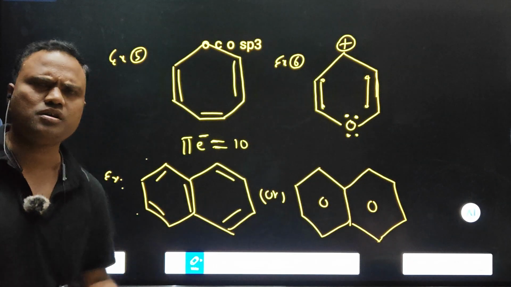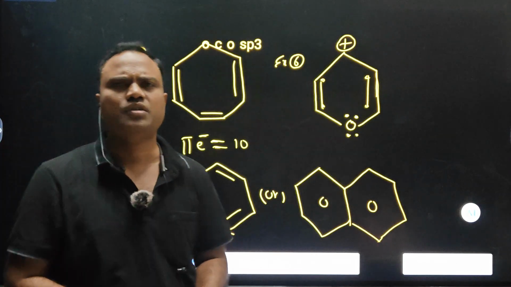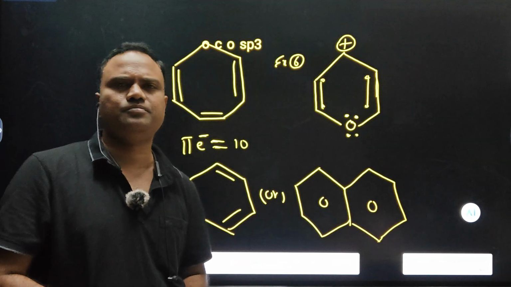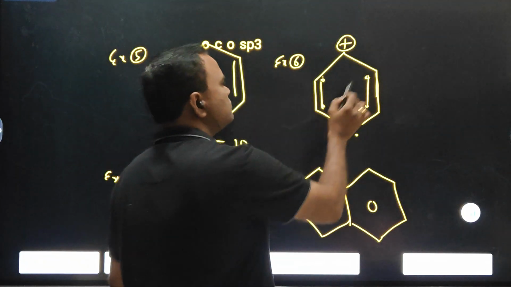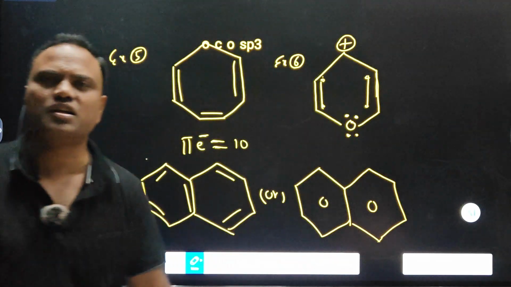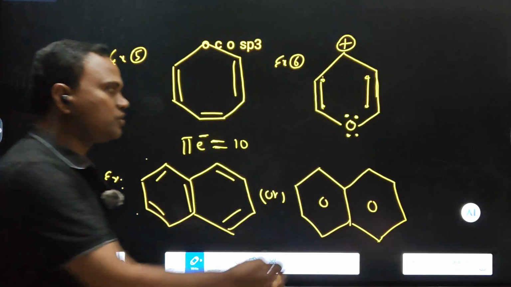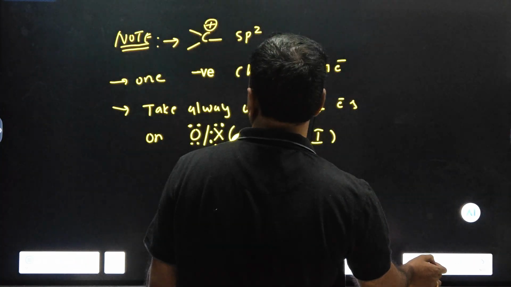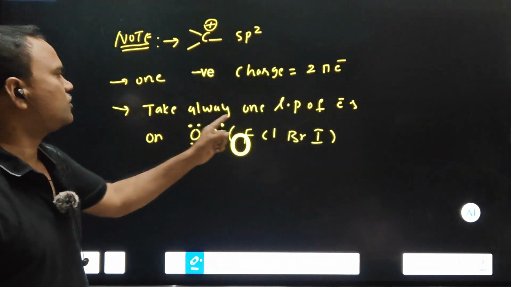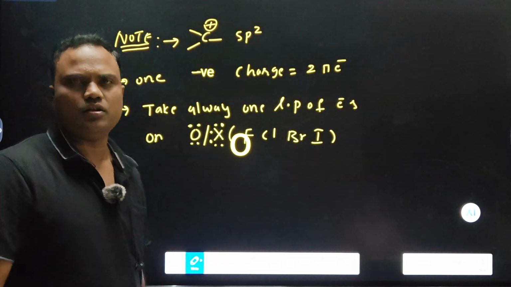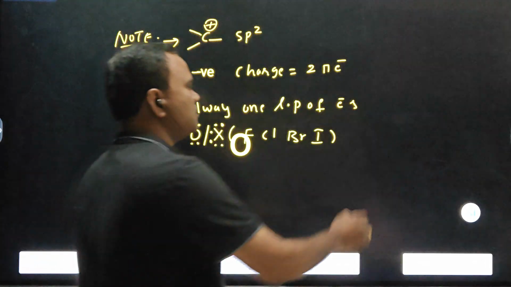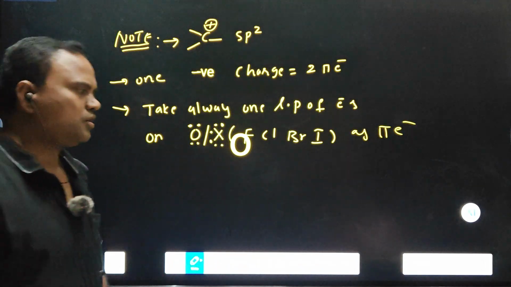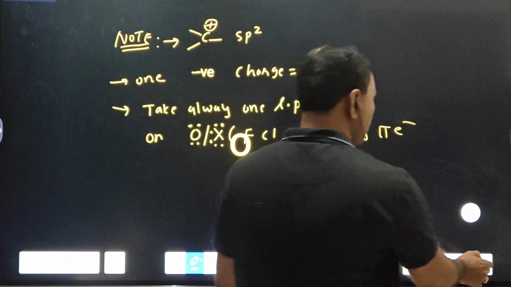Clear? Nitrogen also. If nitrogen is present, then also consider the nitrogen lone pair as pi electrons. If fluorine is present, then also same. So here 1, 2, 3, 4, 5, 6 pi electrons are present, satisfying Huckel's rule. Don't consider the second one. That's why I gave it at the beginning. Always take one lone pair of electrons on oxygen and halogen as pi electrons. Oxygen has two lone pairs, but consider only one lone pair.